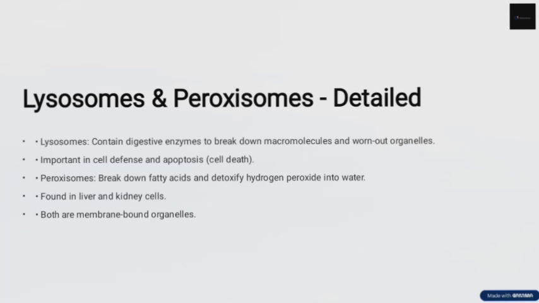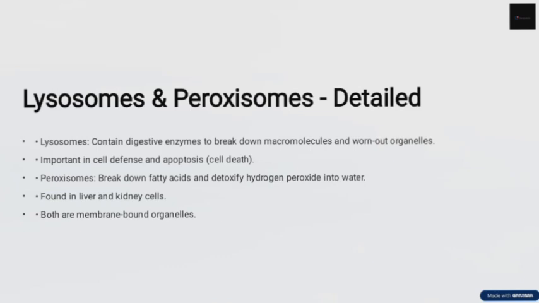Secondly, lysosomes are formed from the Golgi apparatus. Peroxisomes are formed from the endoplasmic reticulum. And the two of them are what? Membrane-bound organelles. They are lined by membrane.